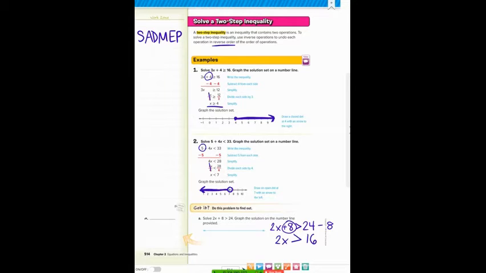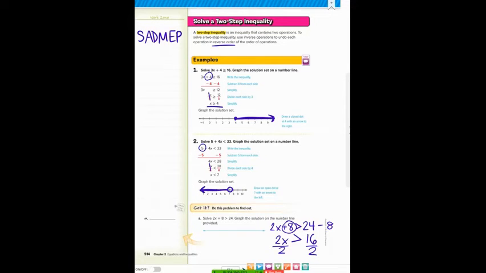So using SADMAP, D would come next, but we do not have division. So M stands for multiplication. We do have multiplication. This is showing 2 times x. We need to do the opposite of times in order to get our answer. The opposite of multiplication is division. Let's divide both sides by 2.